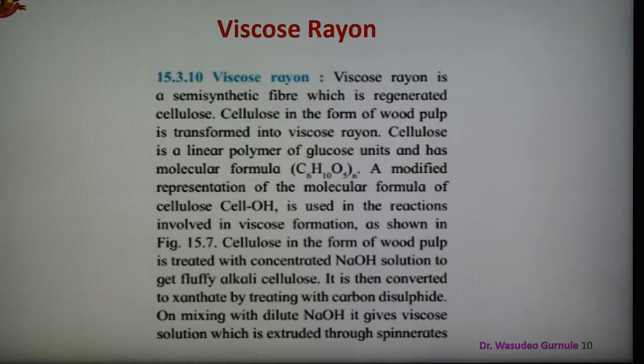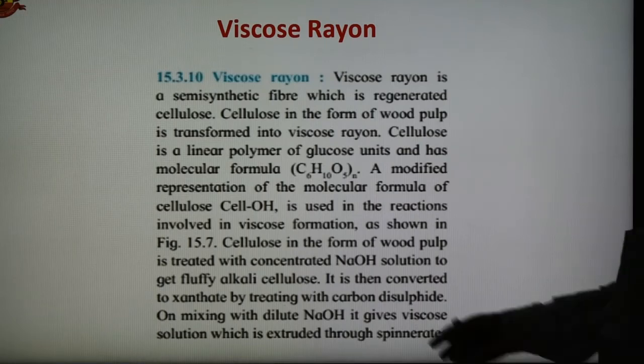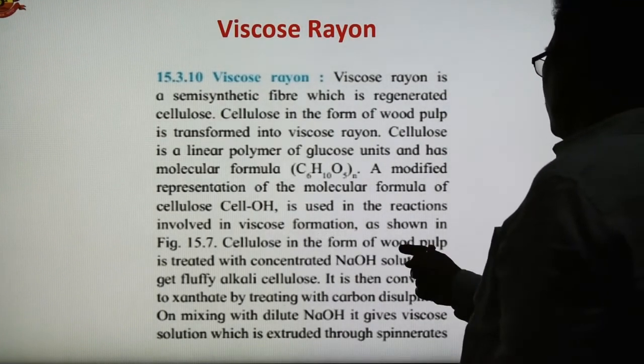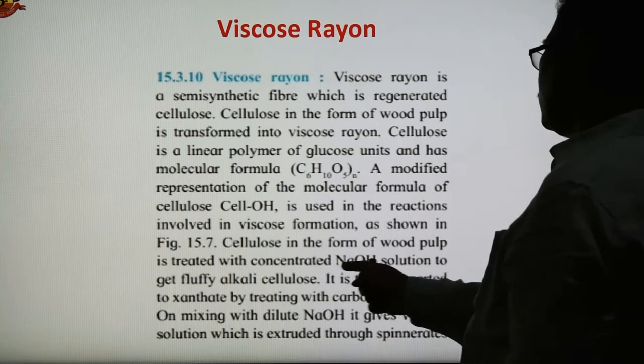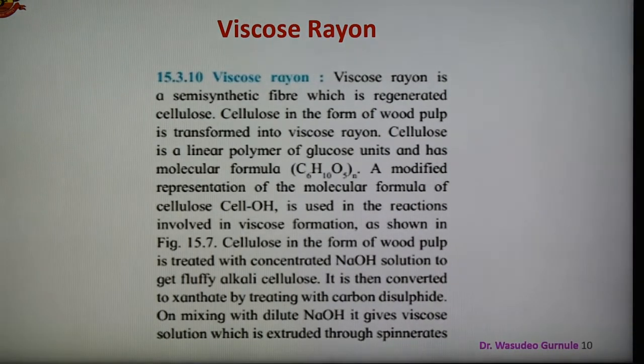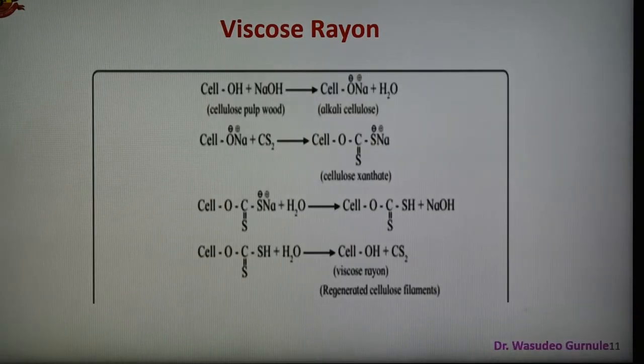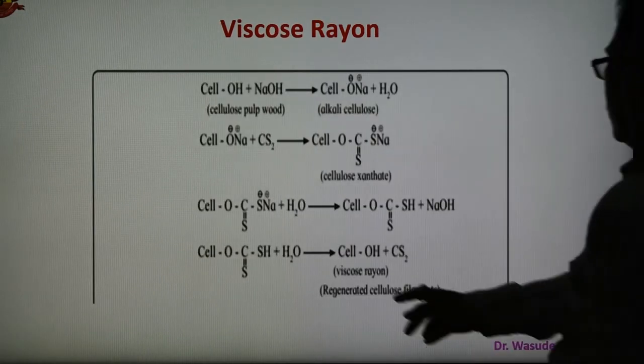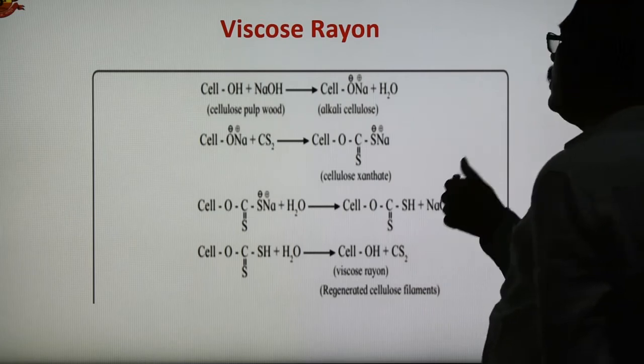When cellulose in the form of wood pulp is reacted with concentrated NaOH solution, it forms alkali cellulose, which is then converted into xanthate by reacting with CS2, carbon disulfide, and on mixing with dilute NaOH it gives the viscose rayon. So the reactions for the preparation of viscose rayon, known as regenerated cellulose filament, are shown here.